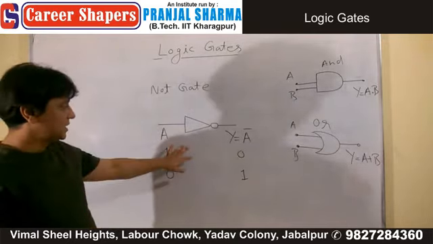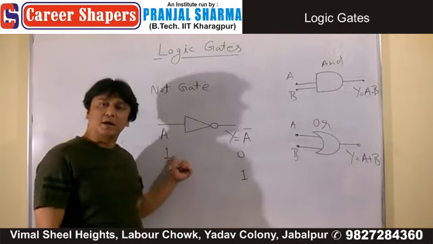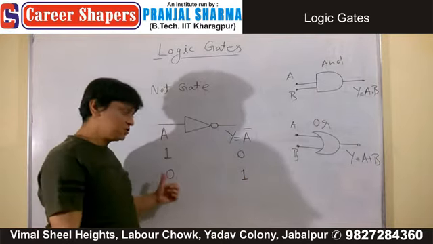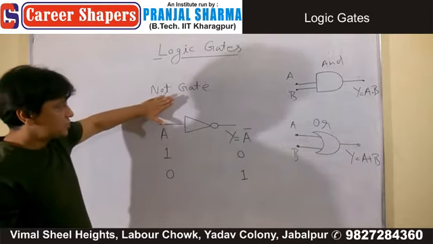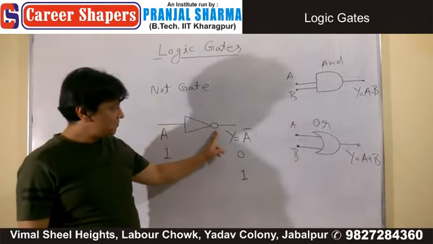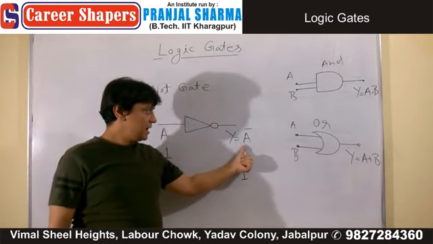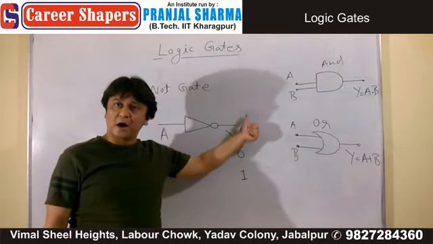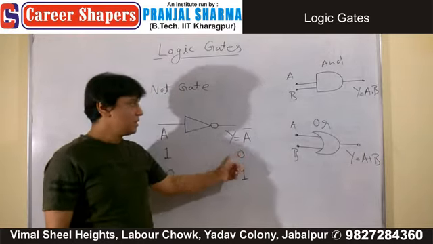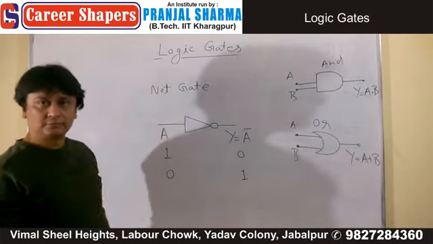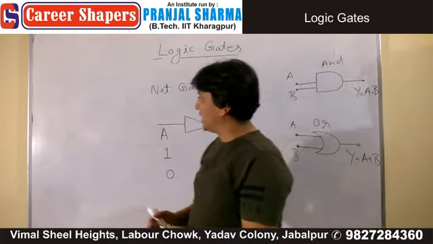Remember what NOT gate does? It inverts your selection. If it is 1, it makes it what? 0. If it is 0, it makes it what? 1. This is called NOT gate and is represented by this presentation. A bar. What is A bar? A bar is the inversion of command of A. This thing combined with AND and OR will give you something like this.